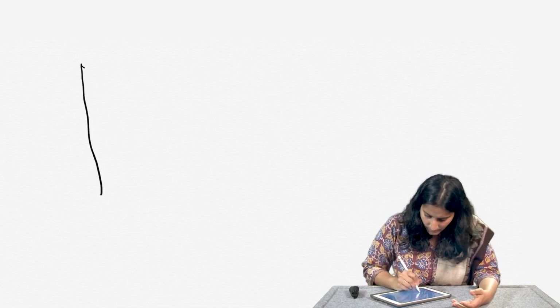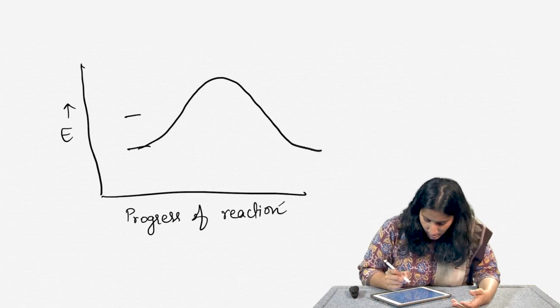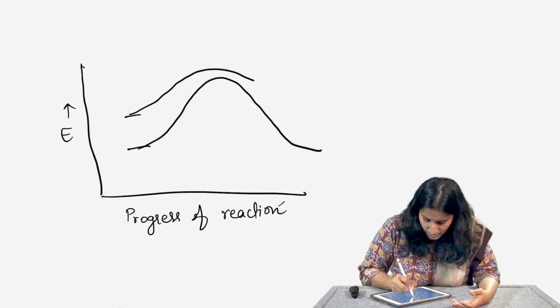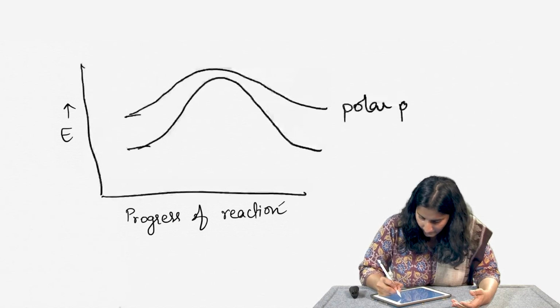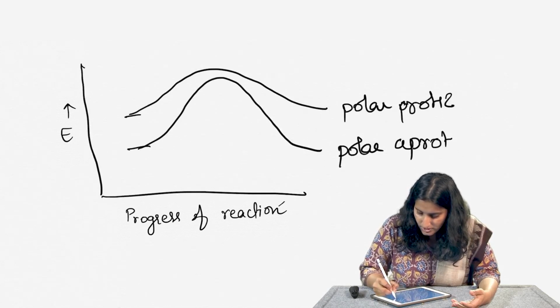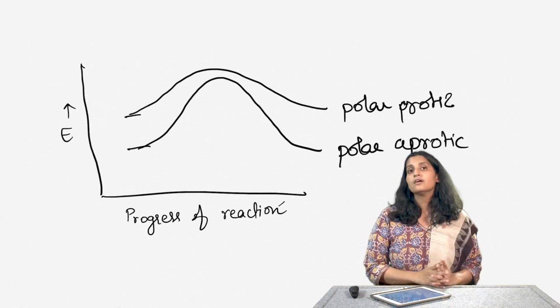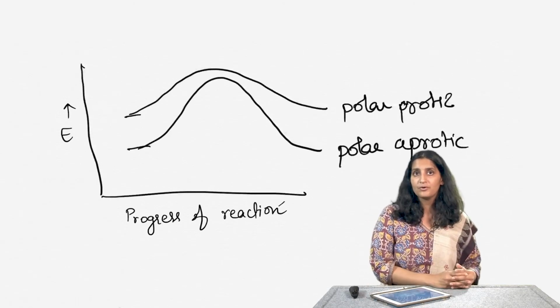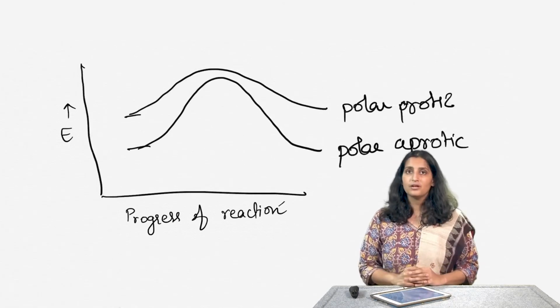So, herein, for example, for an SN2 reaction, a polar aprotic versus polar protic solvent will really change the rate of the reaction. So, for SN1 reactions, we prefer solvents that are polar protic. For SN2 reactions, we will prefer the solvents that are polar aprotic.